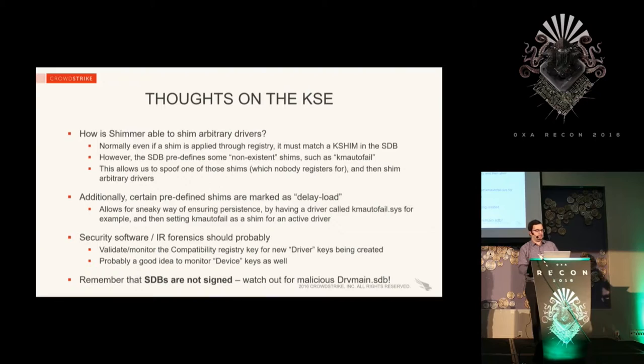Now, even if that weren't the case, even if you couldn't do that trick, remember the SDB files aren't signed. So if you know how to build an SDB file, you can just edit drvmain.sdb and define a new shim in there. This trick allowed me to avoid having to do that, but even if the trick didn't work, you could always edit drvmain.sdb because there's no signature there.